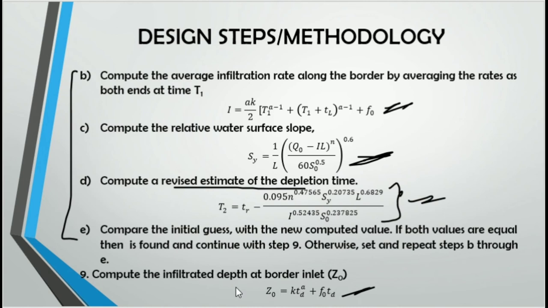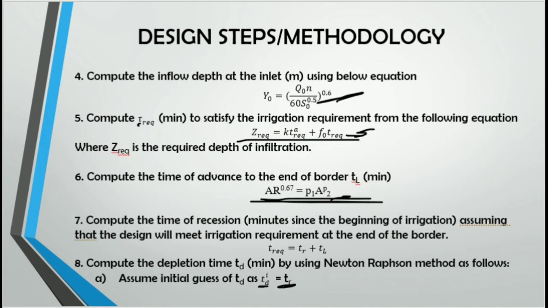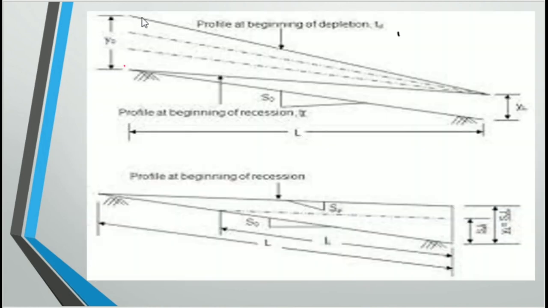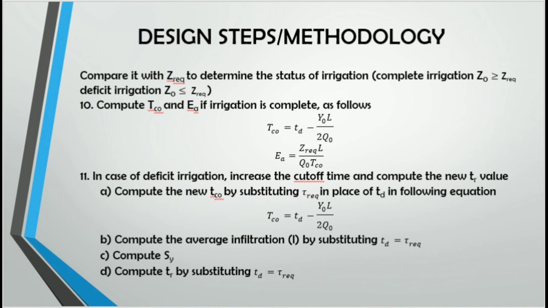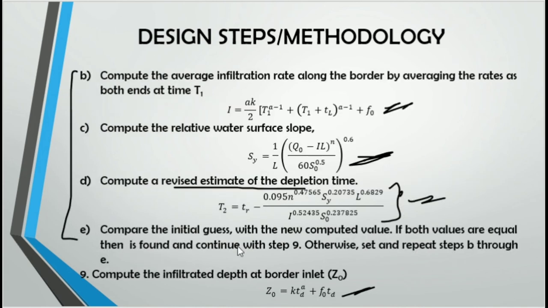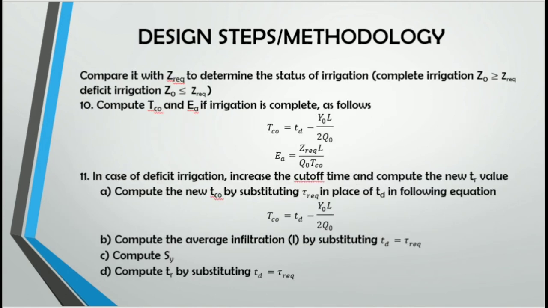So the infiltrated depth at your border inlet. So we have here your border, and this is your border inlet over here. Then you have to compute the infiltrated depth over here. That would be your ZO. Using this equation, you can compute your ZO, or your infiltrated depth at the border inlet. And then next, compare it with your ZREC, as we have discussed a while ago.